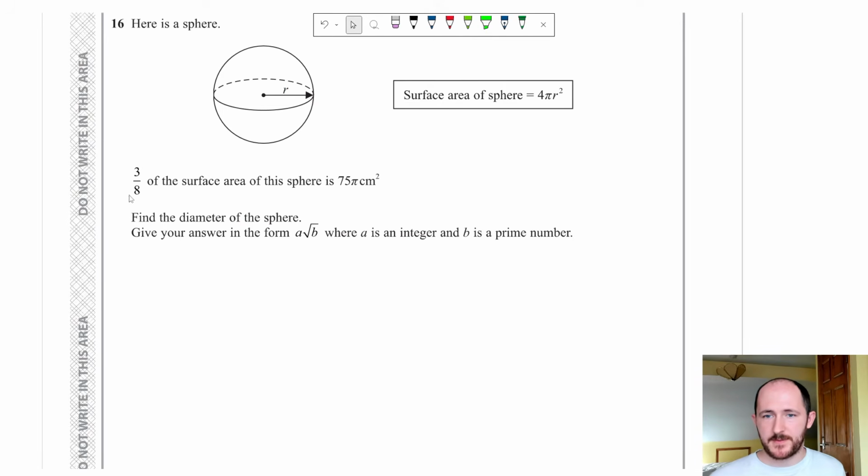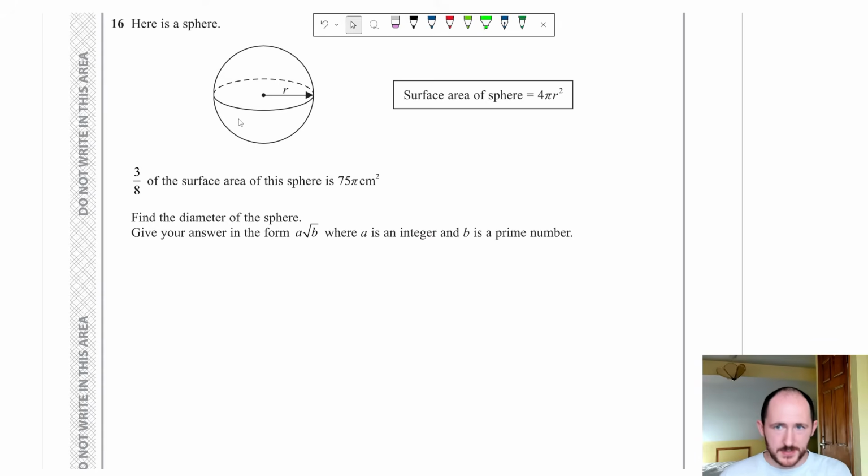Here's the sphere. 3/8 of the surface area of the sphere is 75 pi. Find the diameter of the sphere. Give your answer in the form a root b, where a is an integer and b is a prime number. Don't forget with the whole prime number thing, when you simplify surds, your end answer is always a prime number anyway. So who cares, right? It doesn't really make a difference.